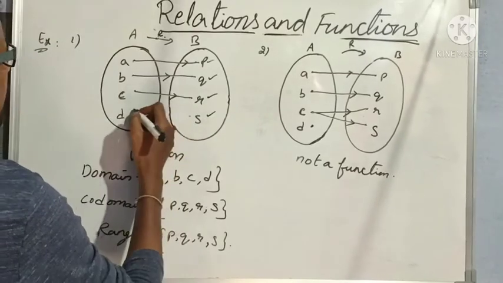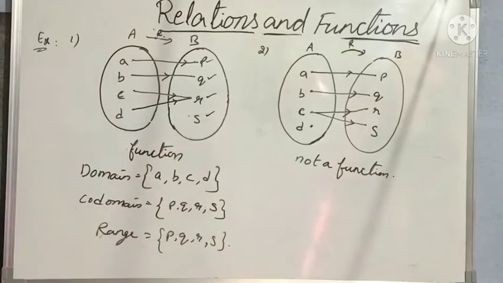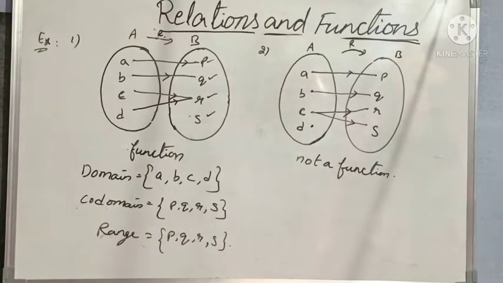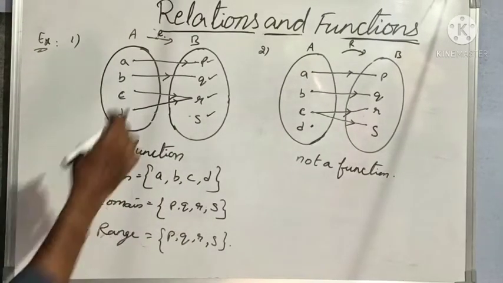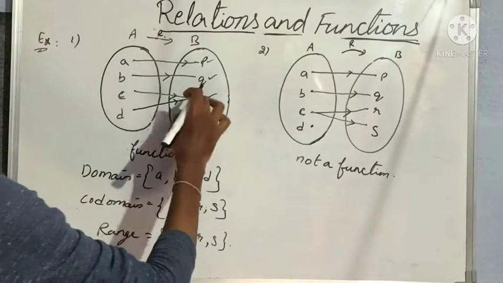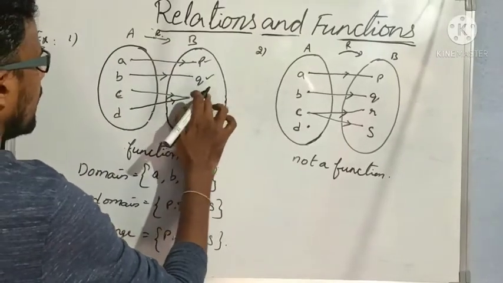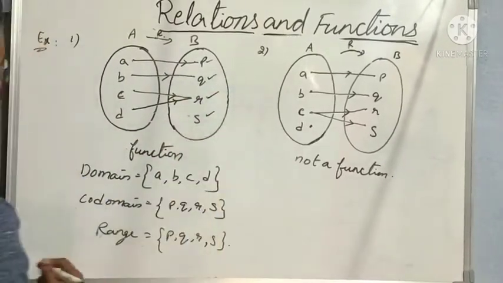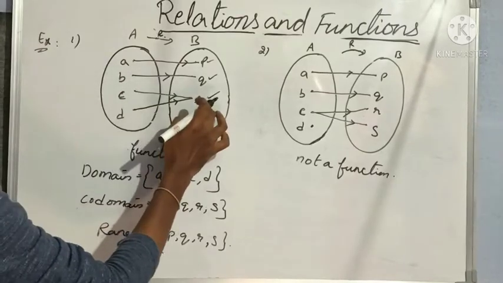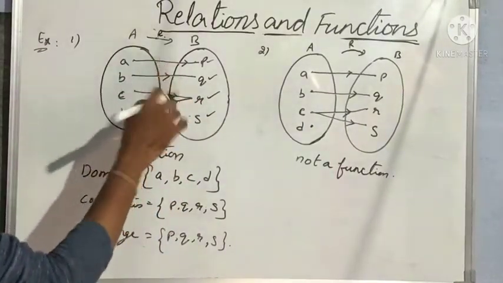In the second function, the second set is the codomain. Now you see here also every element of A is mapped, and every element of A has one and only one image. Even though C has R as the image and D has R as the image, every element of A is mapped and has only one image, right?